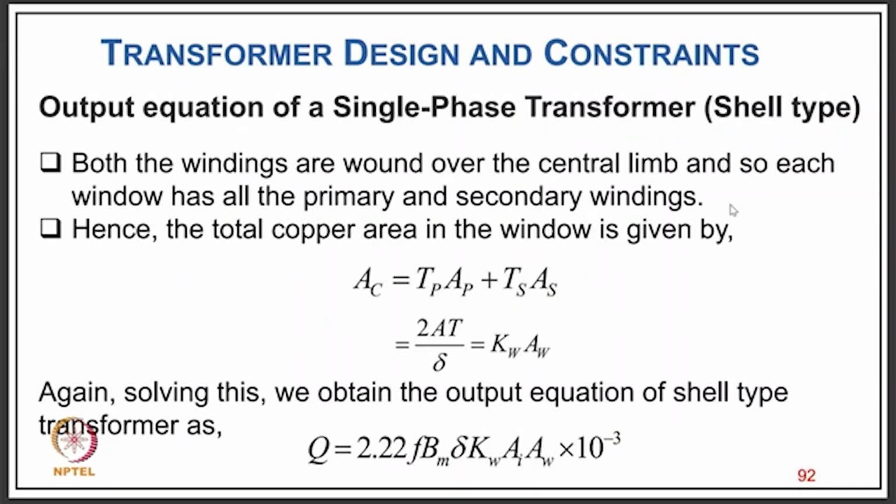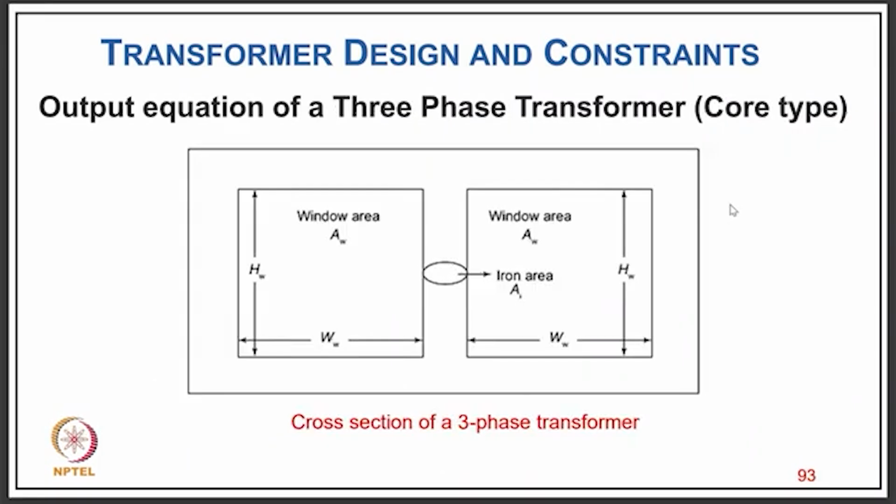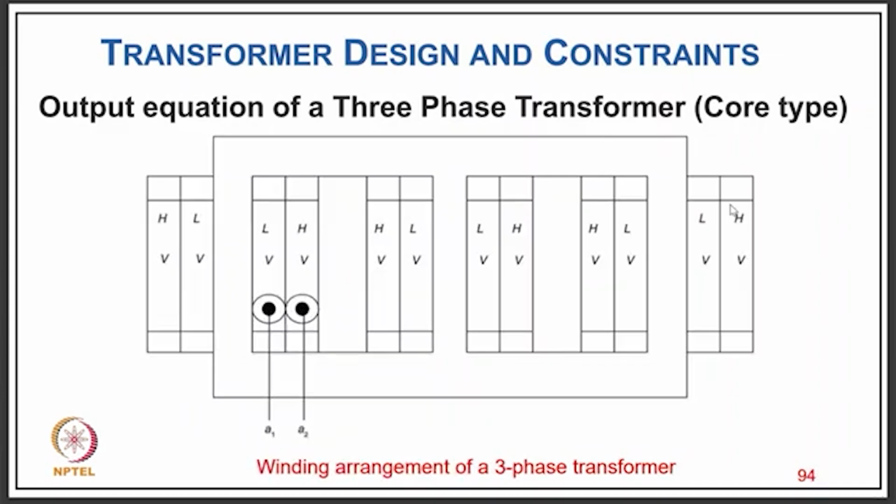So each window has the primary and secondary winding, and the total copper area in the window is given by AC equal to TP AP plus TS AS, that is 280 upon sigma into KW into AW, and after solving this we obtain the output equation, which will now be 2.22 F Bm sigma KW AW Ai into 10 to the power minus 3. And of course for the three phase core type of transformer, the construction has three limbs, and on each limb you have a primary and secondary winding of each phase. In the three phase shell type transformer, you of course typically have 5 limbs.